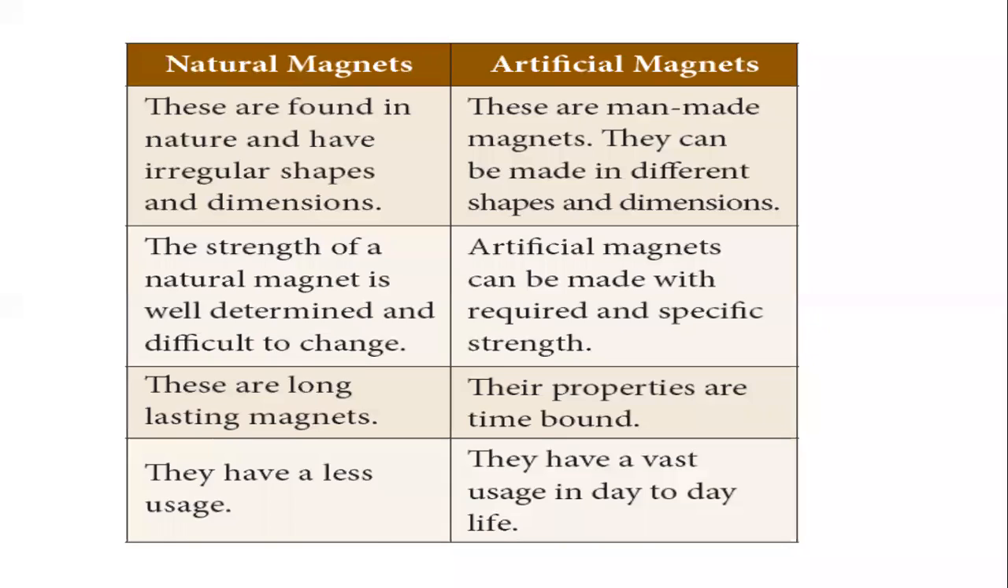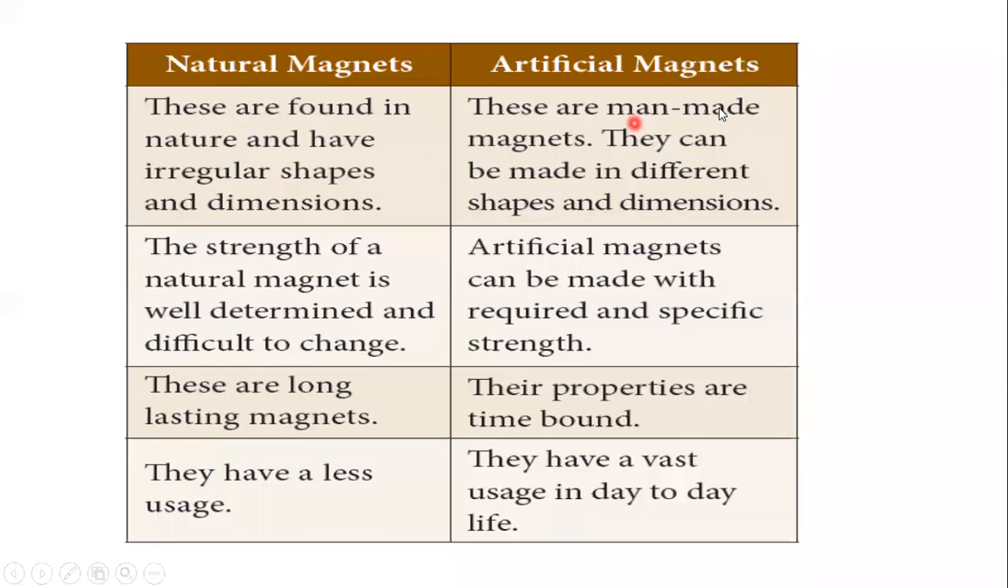So natural magnets are those which we are getting from nature. Rocks and minerals are natural magnets, and the artificial magnets are those which we are making in the laboratories. Okay, so they are called artificial magnets. These natural magnets are found in nature and have irregular shapes and dimensions. So there will be no shapes and dimensions for the natural magnets. You got it, everybody?